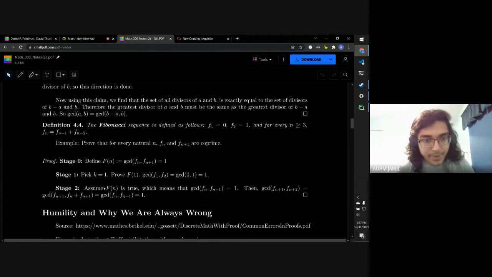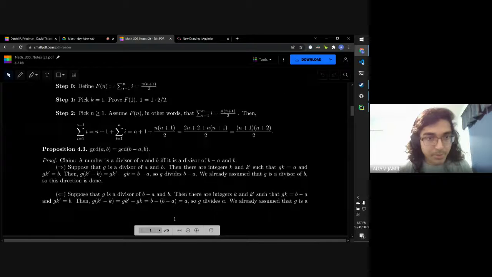And now we'll assume f of n is true. So we'll assume that two consecutive numbers are coprime. Now we want to think about f of n plus 1 and f of n plus 2, and we want to show that those are coprime. So we look at the GCD of fn plus 1 and fn plus 2.